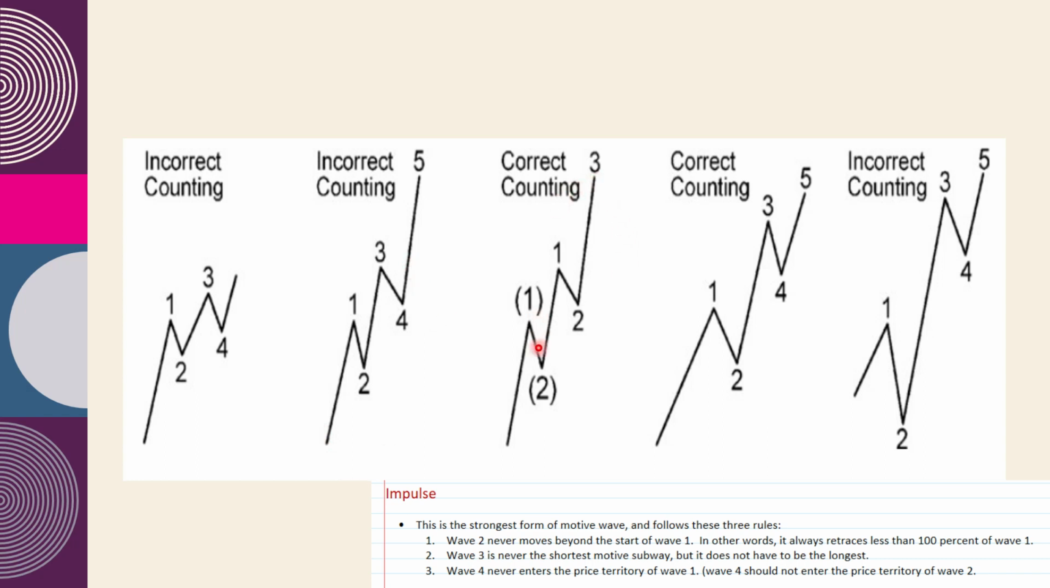This is correct. This 1 and 2 is the higher degree impulse or motive wave. Let's focus on this. This is as per the rules. 2 is not going below the start of 1, and 3 is also right. This is a correct count. Though wave 3 is not the longest, it is not the shortest either. So this is correct.